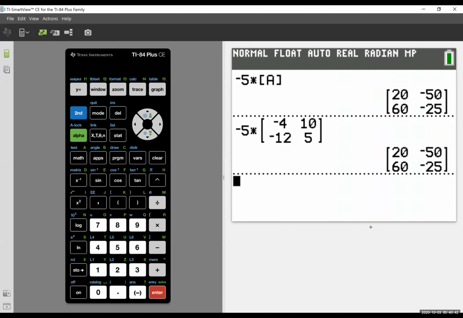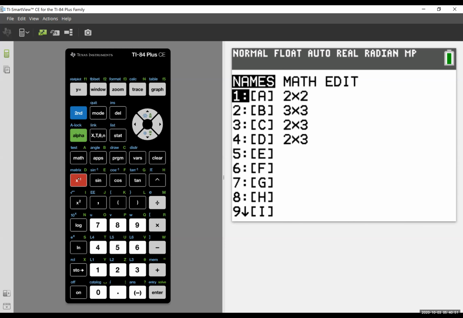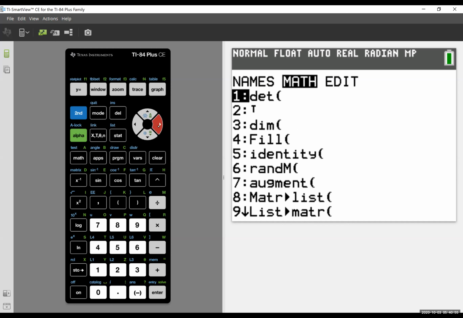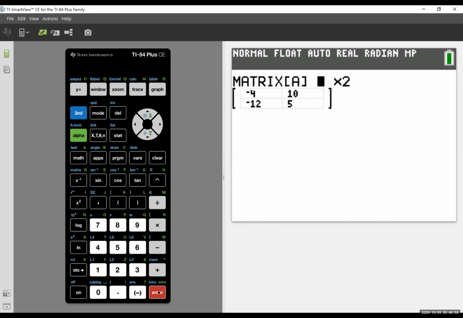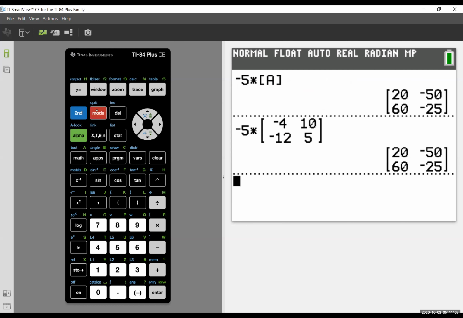And if you remember, what's kind of cool about these problems is we already entered in matrix A from a previous example. So let's double check with matrix A. It's already a 2 by 2. If you want to check what it looks like, you could either call it up or edit it to see that it is in fact the same: -4, 10, -12, 5.